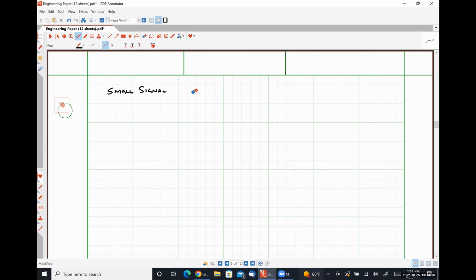And let's call this an AC model. So for our small signal model, we have to turn off all of our DC sources and leave all of our AC sources on, right? We're also going to assume that the excitation frequency is such that our gate capacitance CG looks like a short circuit. So effectively, we're going to have something like this.